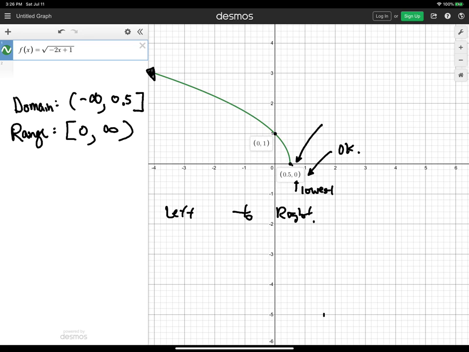So again, domain is left and right. Range is up and down, right? And a lot of times when I think of range is, how high can I go? How low can I go?